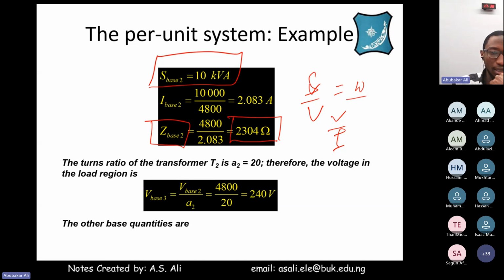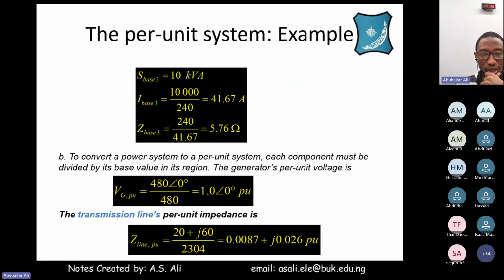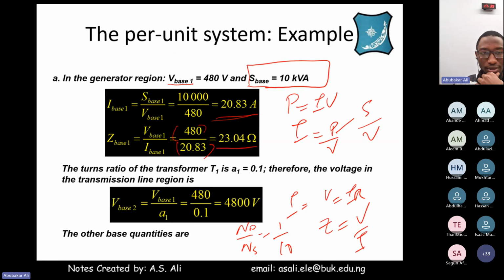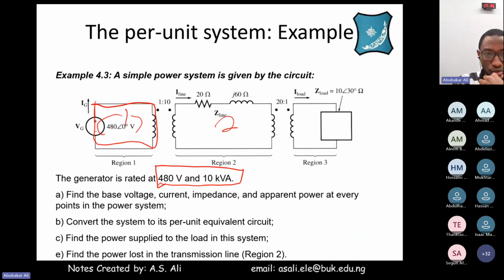Okay, next is the third region where, after the second transformer, the turns ratio there is 20. So V base 3 is nothing but V base 2 divided by A2, and that gives us 240 volts. So normally, of course, this is the voltage at the consumer unit, all the time. So 240 volts. Using this, keeping S base constant, we can find I base and we can find Z base accordingly. So now we know the power, the voltage, the current, and the impedance in each of our three regions, right? Region 1, region 2, and region 3, using the per unit system approach.